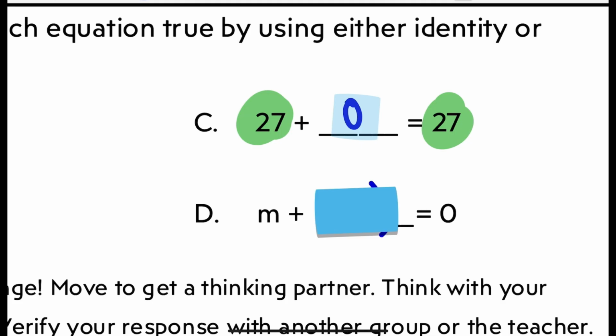Lastly, it says m plus a number equals 0. If we add m and negative m together, that would give us 0 because those variables or examples are opposites. M plus negative m equals 0.